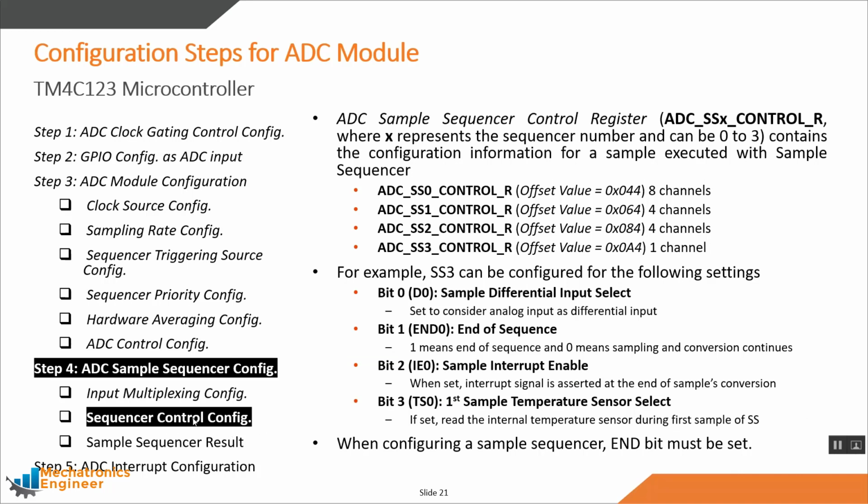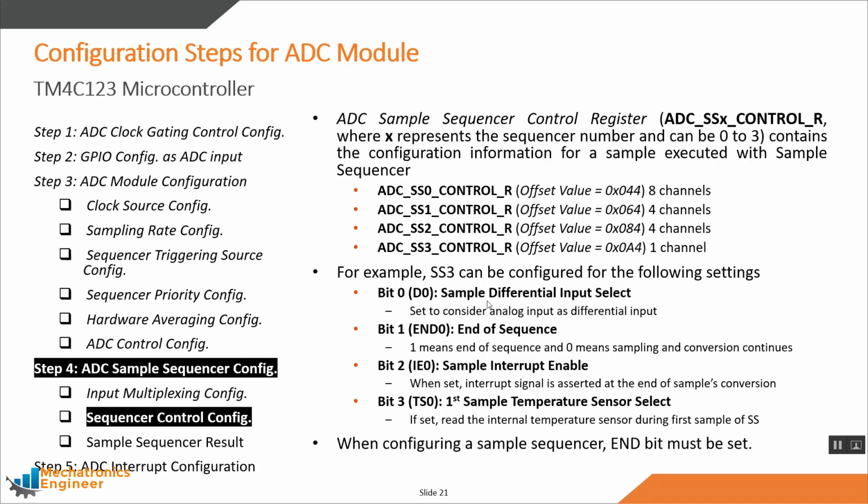Sequencer control configuration. Each sample sequencer in the ADC module has a separate sequencer control configuration register. As you can see, for each sample sequencer we have listed a separate control register having different offset values. The only difference is that for sample sequencer 0 we have 8 such configurations, while for sample sequencer 3 we have only 1 such configuration set. Let's discuss the sample sequencer 3 control register configuration that has a single configuration set.